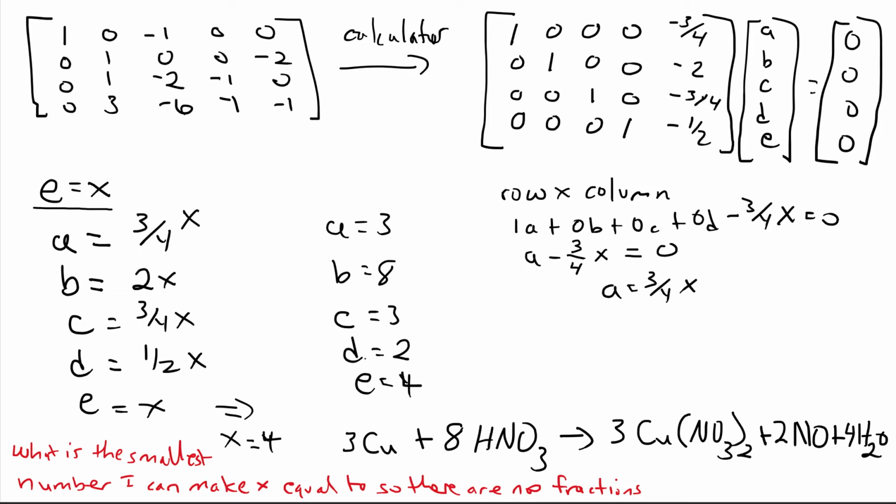So that's your answer. That's your coefficients: 3 Cu plus 8 HNO3, 3 copper nitrates, 2 nitrogen monoxides, and 4 waters, you know. And so there's no trial and error in it. It was just, you make the matrix, you hit the reduced row form on your calculator, and basically you just determine what x should be.